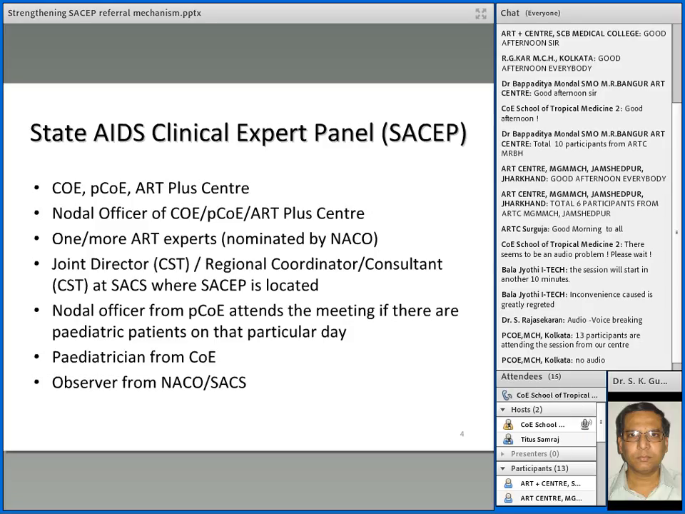And the Nodal Officer of the Pediatric COE also attends the meeting if there are pediatric cases on a particular day of the SACEP meeting. Additionally, the pediatrician from the COE itself also attends on those days. And over and above, occasionally we have visitors who come from the central level, from NACO, or consultants like Dr. Rajasekharan sir, and from the states also there are consultants who come to attend the SACEP meeting.